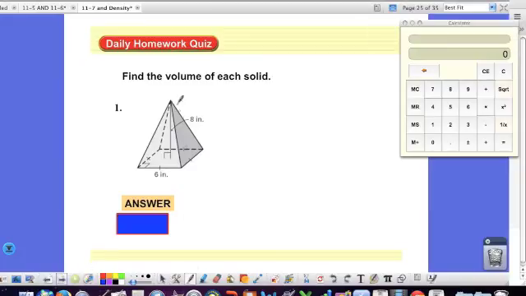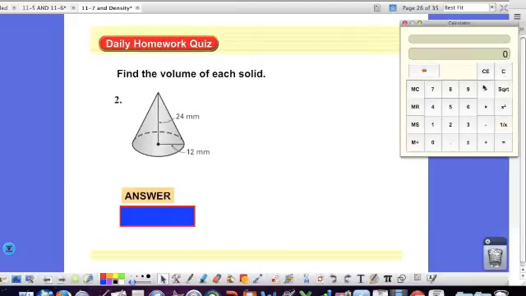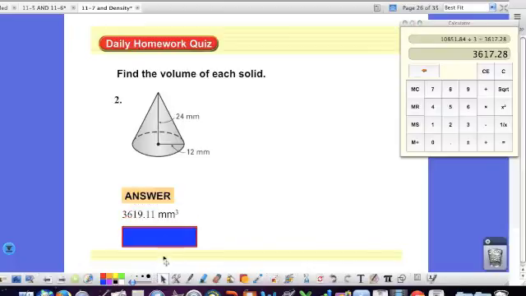And now it's time for the daily homework quiz. Find the volume of the solid. This is a square base, has an area of 36, times a height of 8 is 288, divided by 3 is 96. Find the volume of the solid. 12 squared is 144 for the radius, times 3.14 times 24, that number divided by 3. 3,617.28 is what we get. A slight difference because of rounding of the pi.